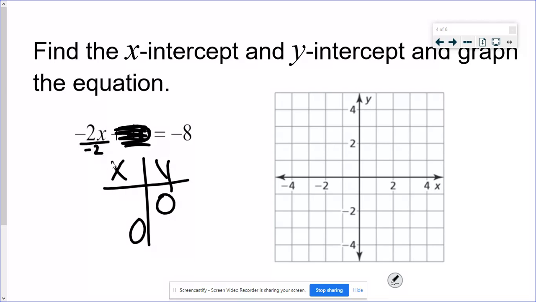Or you can certainly show this work. -8 divided by -2 is going to be +4.